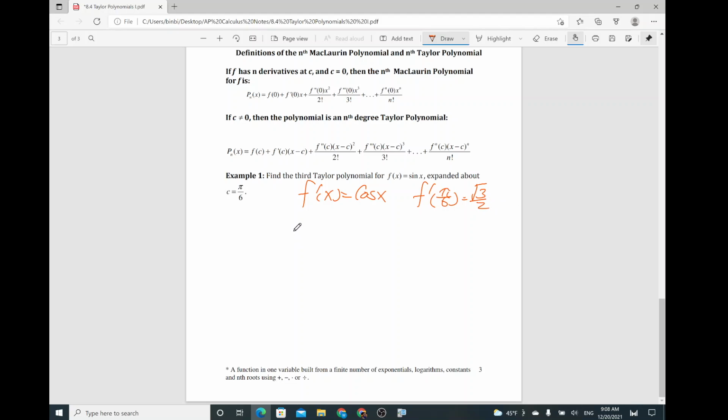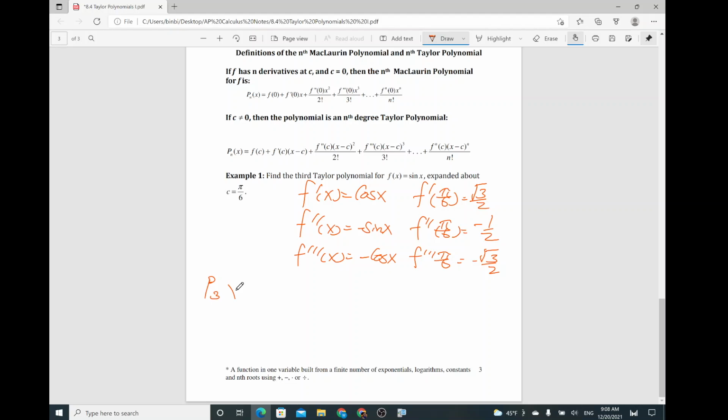Okay, so using that, the third Taylor polynomial. So find the second derivative as well, so negative sine of x. So f double prime of pi over 6 is negative sine of pi over 6, so negative 1/2. And then the triple prime, so negative cosine of x. So f triple prime of pi over 6 would be negative root 3 over 2.